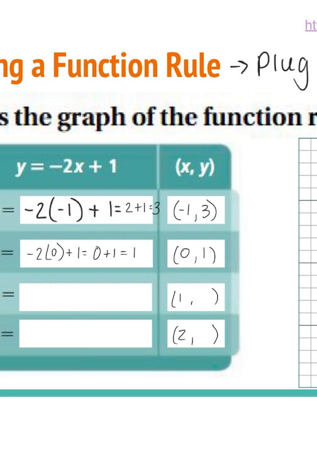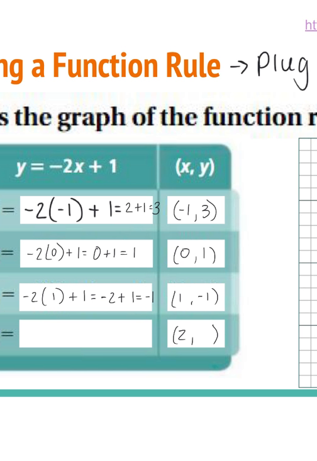Next, we're going to have x equals 1. What's y going to be? So this is going to be negative 2 times 1 plus 1. So negative 2 times 1 is negative 2, plus 1. Negative 2 plus 1 is just going to give us negative 1. So it's 1, negative 1.